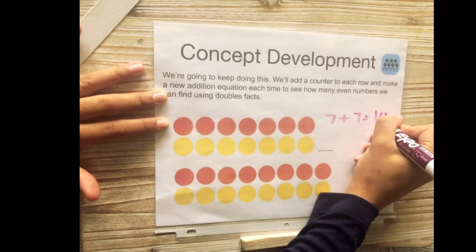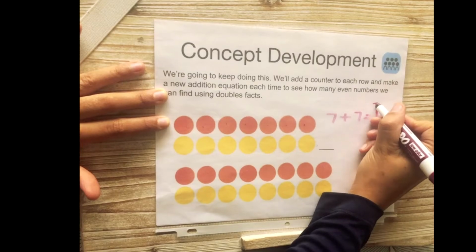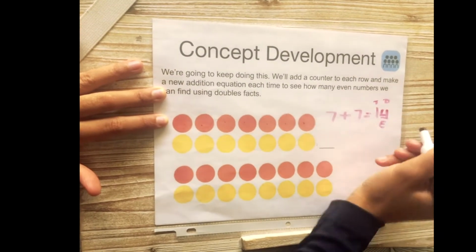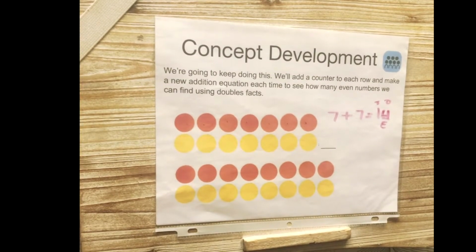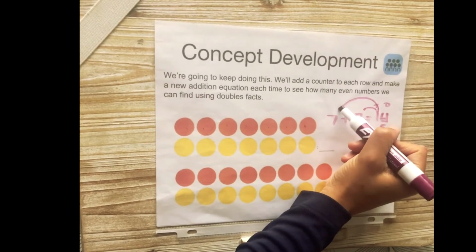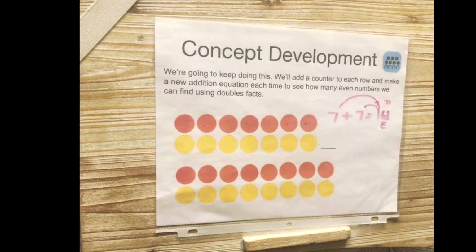And again, 14 is an even number because if I look at the ones are 4, and I know that an even number always ends in 0, 2, 4, 6, and 8. And if I was to break 14 apart, then I would see 2 equal parts, 2 groups of 7. Let's go ahead and look at the next one.